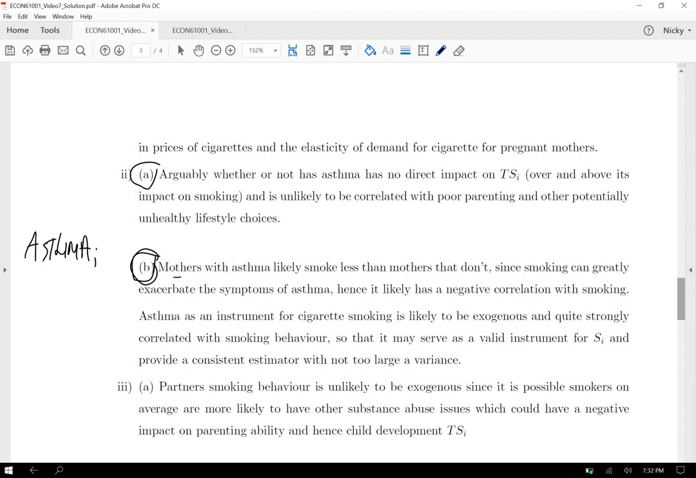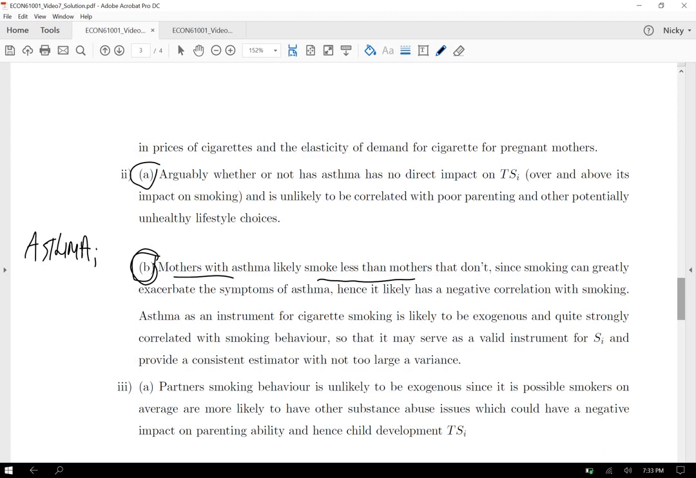Well, it's likely that mothers with asthma will be less likely to smoke than those that don't, since smoking can greatly exacerbate the symptoms of asthma. So it's likely to be a negative correlation between smoking and asthma. But then again, it could be the reverse, right? You could maybe argue that asthma can be brought on by smoking, or people that had smoking parents, so there could be a positive effect. Doesn't really matter for the identification whether the effect of asthma on smoking is positive or negative. It's only that it has an effect.